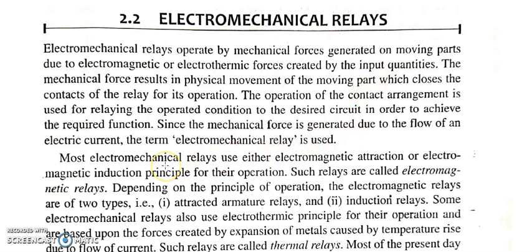Again you can see electromechanical relays are used either for electromagnetic attraction type or electromagnetic induction type. Means two principles on which electromechanical relays work. First one is electromagnetic attraction, second one is electromagnetic induction. So such types of relays are called electromagnetic relays, which we already discussed in your earlier class. Depending upon the operation, there are again two types. The first one is attracted armature relays and the second one is induction relays. Okay, this again we have already discussed.